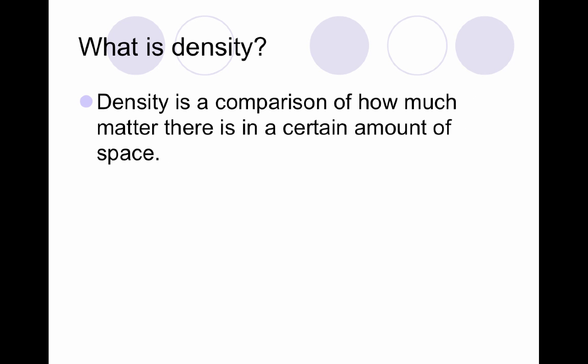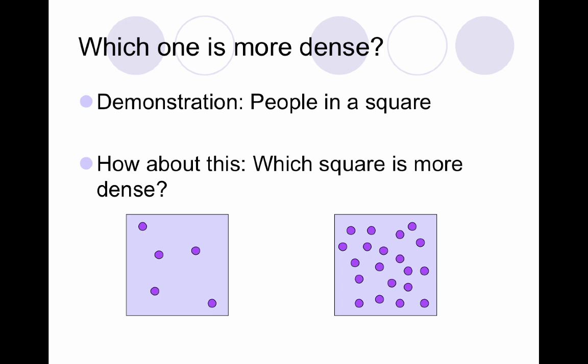So density is a comparison of how much matter there is in a certain amount of space. Inside matter, there are atoms, and the atoms move around, and we want to know how many atoms are packed into a certain space. Here's an example. Pretend these little purple dots are people in a square, and we want to know which one is more dense, square A or square B. Which one do you think is more dense? Square B is more dense because there are more people packed into the same size square than square A.